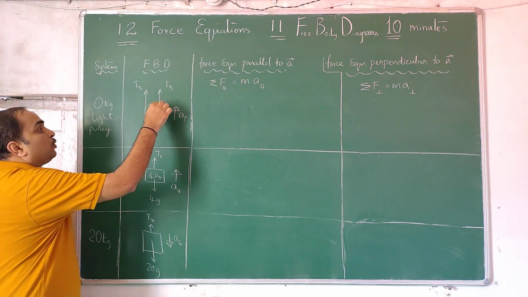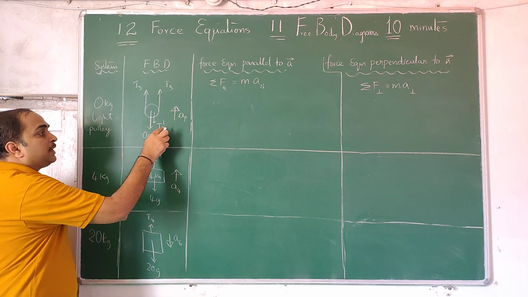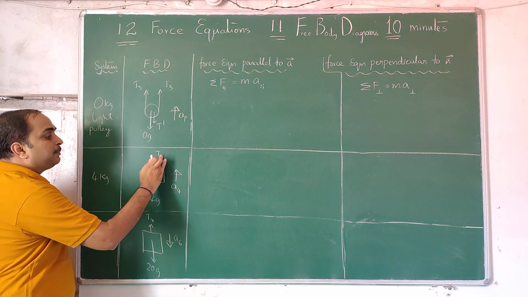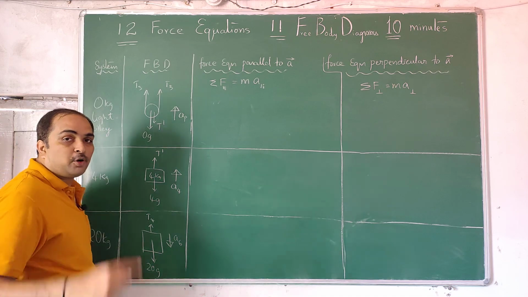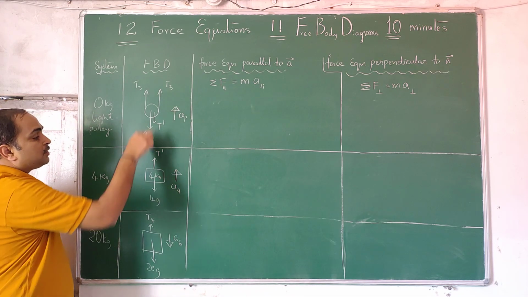One tension is acting downward, 2 tensions are acting upward. This tension we forgot, that's why we wrote T dash. Same thing we wrote here, T dash. You see the free body diagrams. This is the 4 kg which is below this.